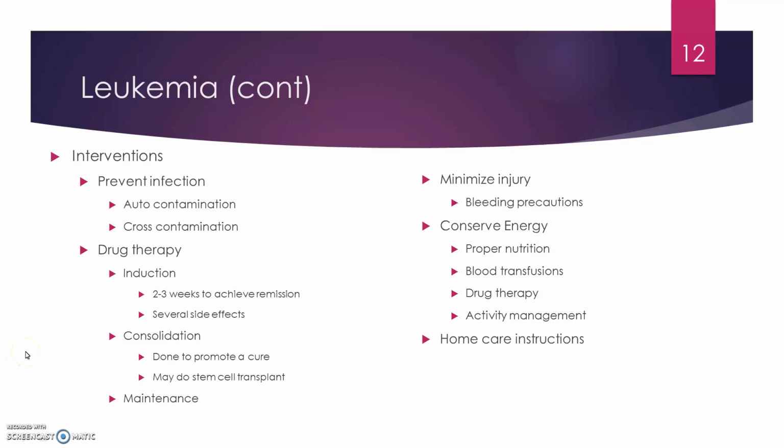Consolidation is done to try and promote a cure, and at this point in time, their counts have dropped down, so we might do a stem cell transplant, and then we're hoping that their body comes back and they're able to go into the next step, which is maintenance. So they're in homeostasis. However, we're hoping that those cells are not coming back. Since they have some platelet problems, they might have bleeding, so we've got to minimize injury. With the anemia they can get, we want to conserve their energy. And then when they go home, we want to make sure that we do good home care instruction.